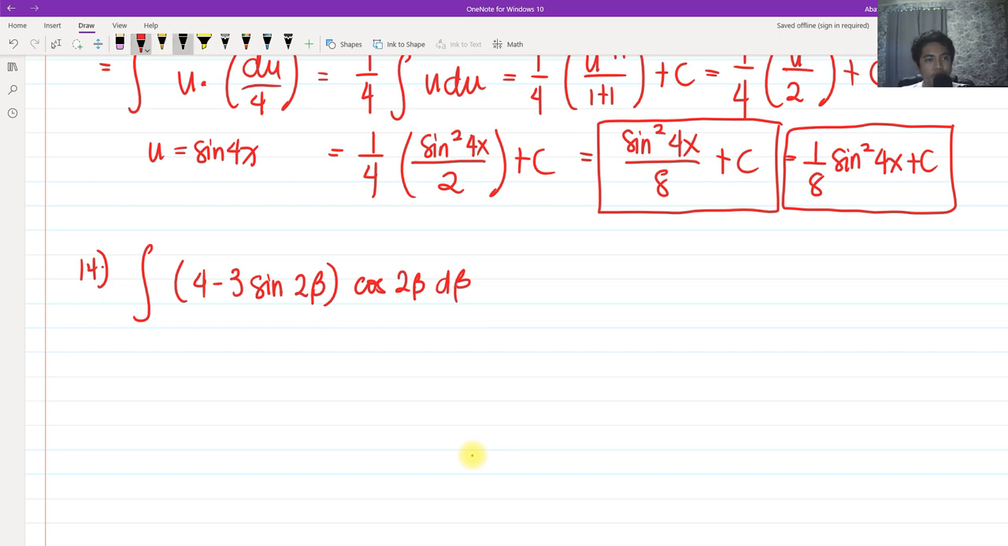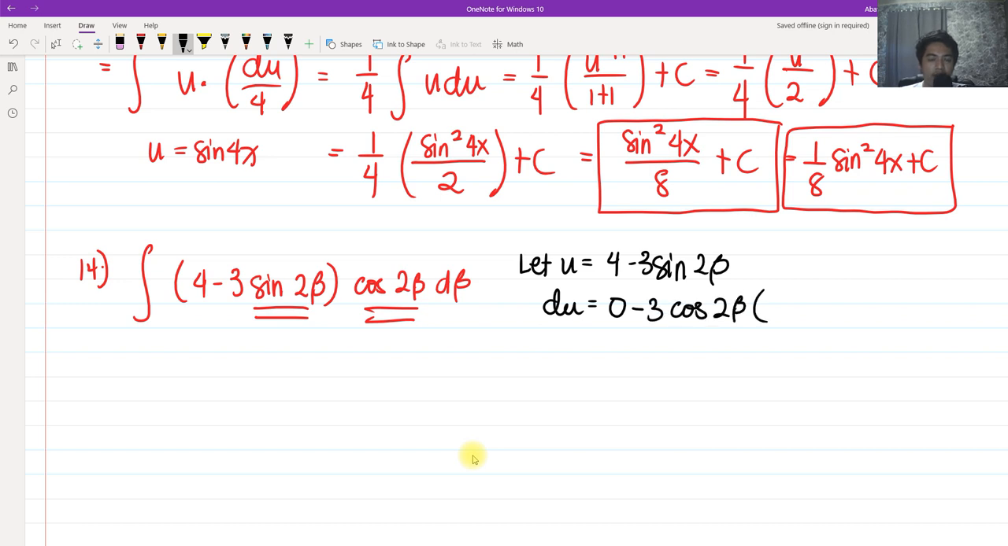If we observe inside of the integral, we have sine 2 beta and we have cosine 2 beta here. So if we are going to let u equal 4 minus 3 sine 2 beta, we get the derivative of that as 0 minus 3 cosine of 2 beta, and then differentiate 2 beta, so that would be 2 d beta. So we have du equals negative 6 cosine 2 beta d beta.